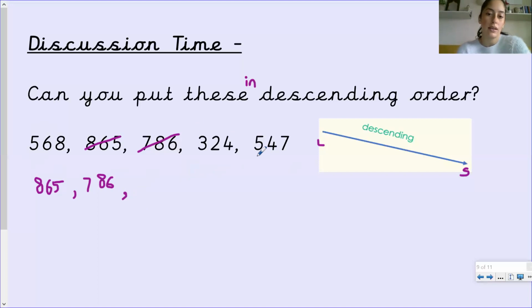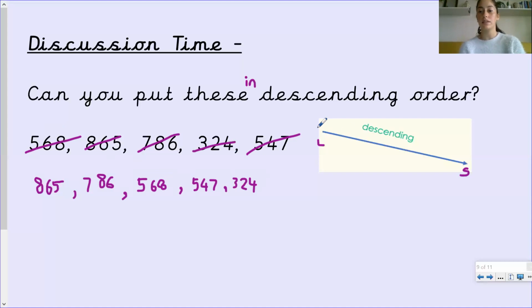So which column do I look at next? I look at my tens column next. Which one of these tens is larger? 6. So this is my next largest number, 568. And then 547. And lastly, 324. I have now ordered my numbers in descending order, starting with the largest and getting smaller and smaller and smaller as I go along.